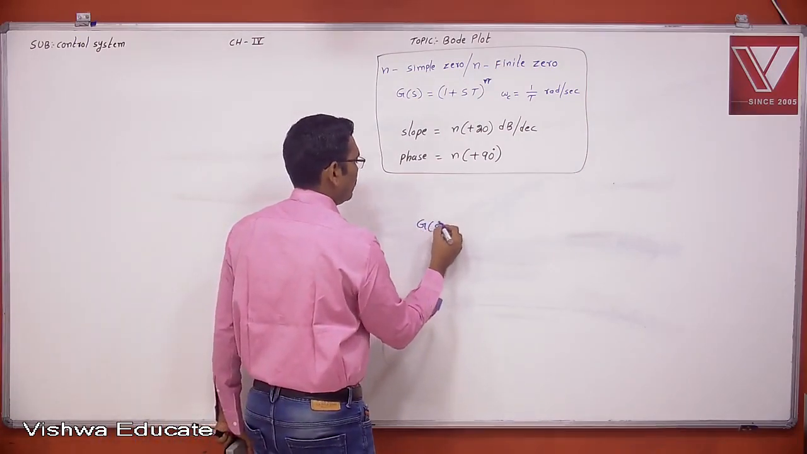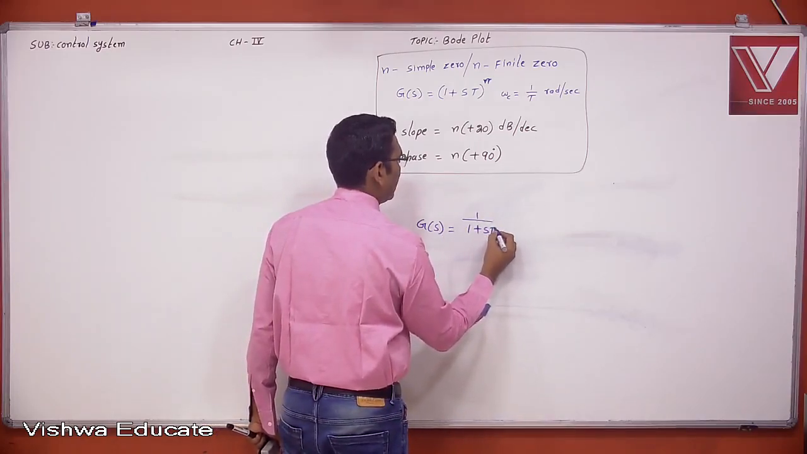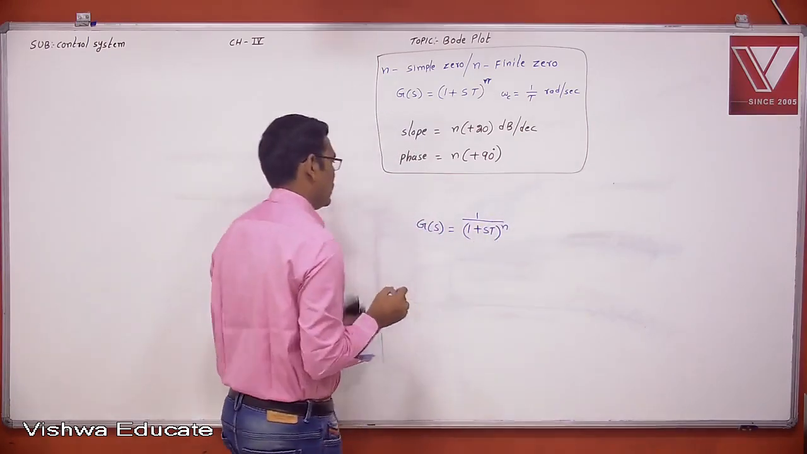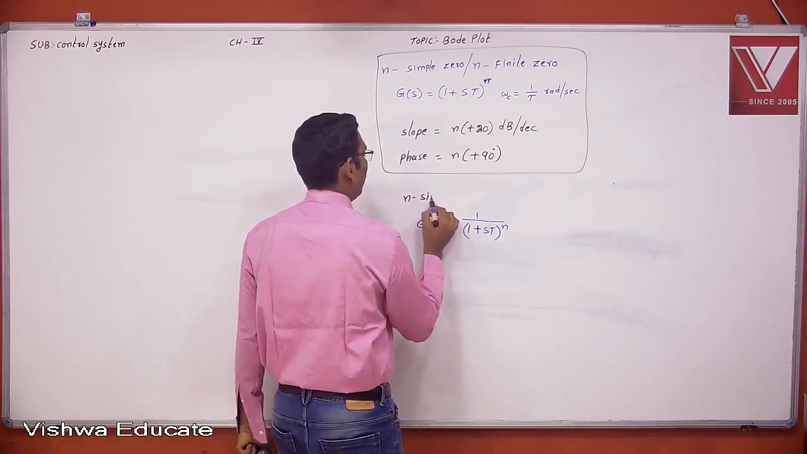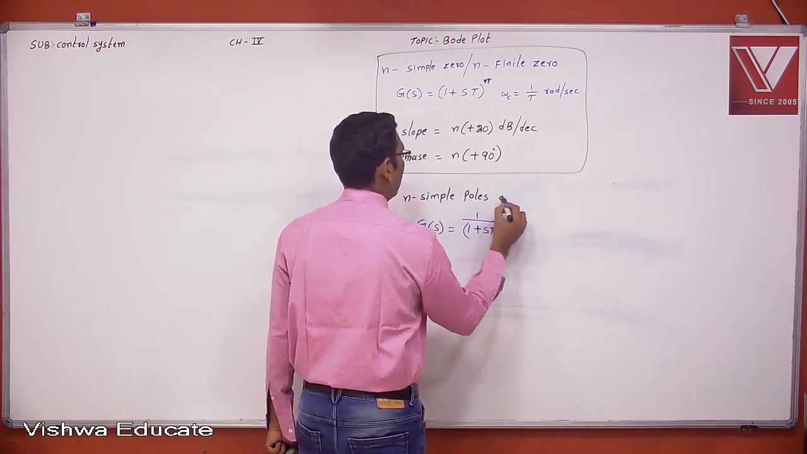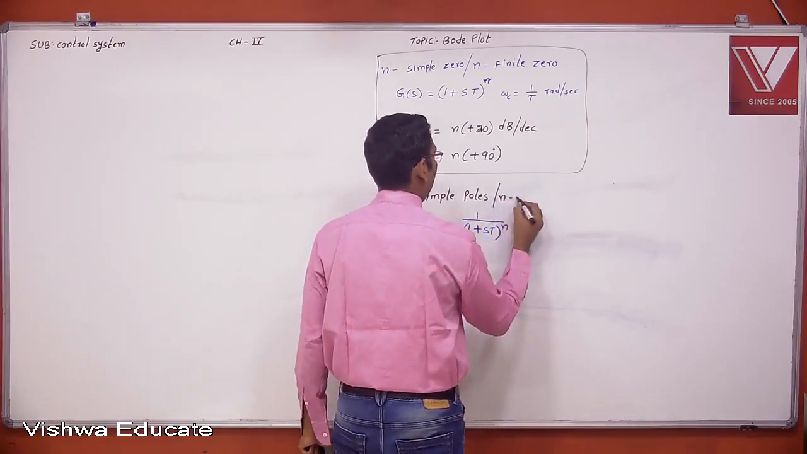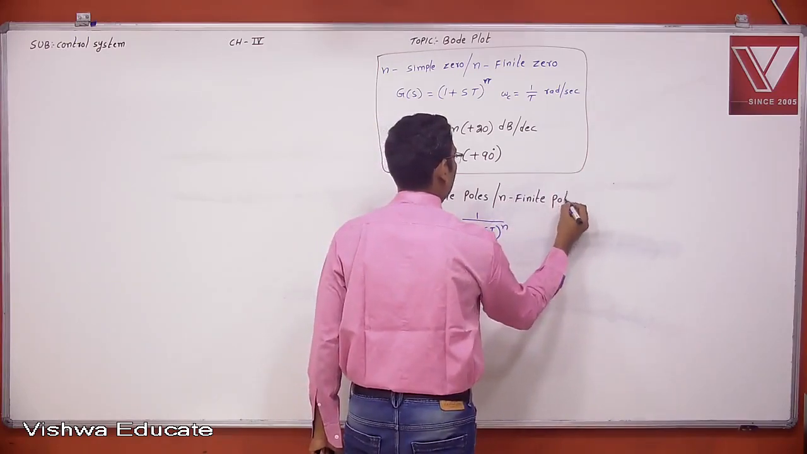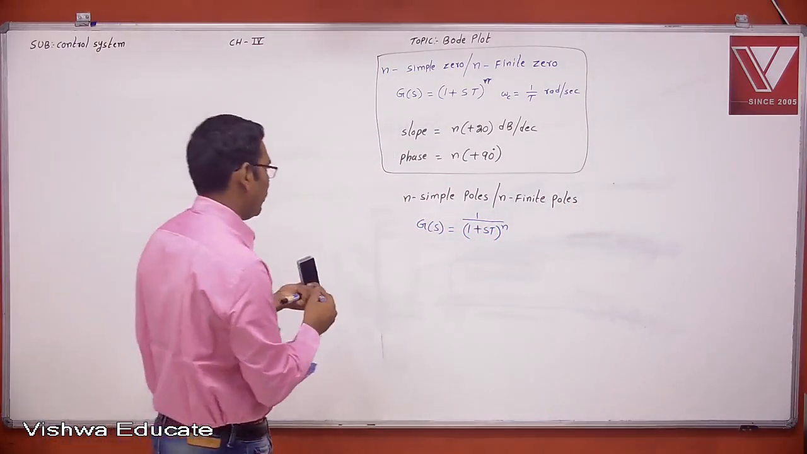G of s is equal to 1 plus 1 by (1 plus st) whole power n. Now, what is this? This is nothing but n simple poles, or n finite poles.